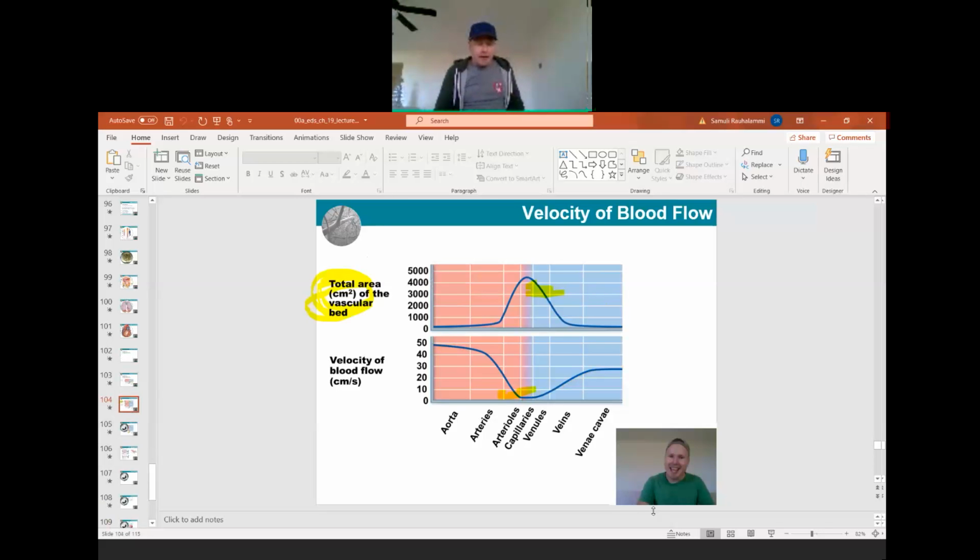This is an interesting graph. We've mapped on top of those structures the total cross-sectional area of the vessels. You'll notice that the largest cross-sectional area of the vessels is, of course, at the capillaries. That's where we have the most area in the cardiovascular system. That's all about exchanging these materials.